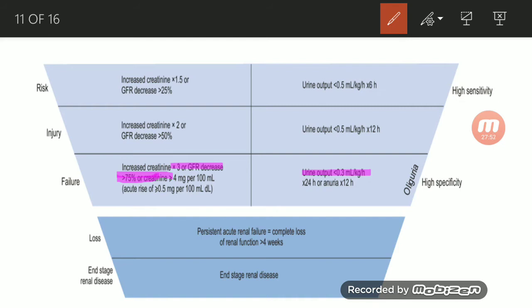In case of loss, if acute renal failure lasts for a long duration of time, there is going to be loss of your renal functioning. This normally occurs if there is persistent acute renal failure for more than 4 weeks, then there is going to be loss in your renal functioning. And lastly, you have your end stage renal disease.